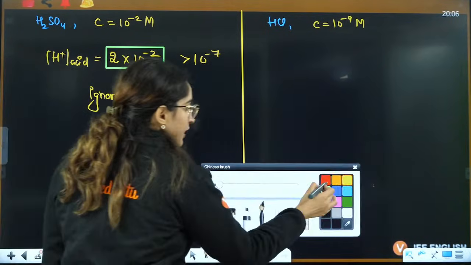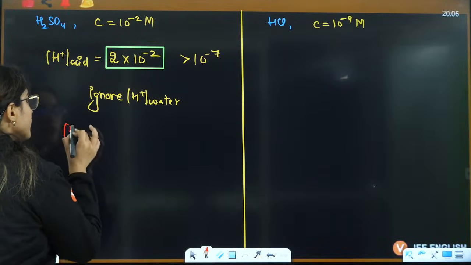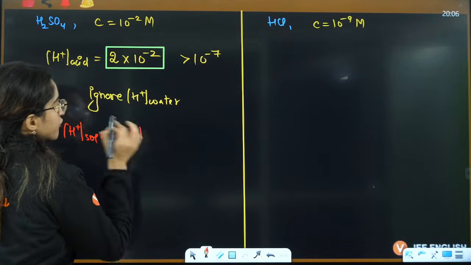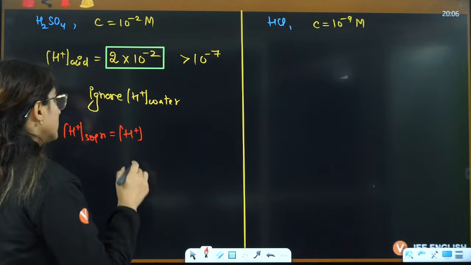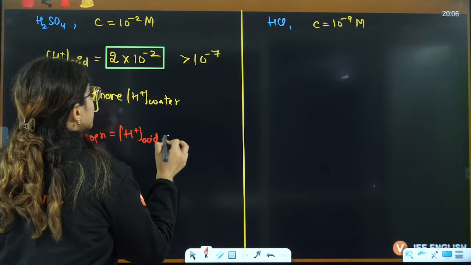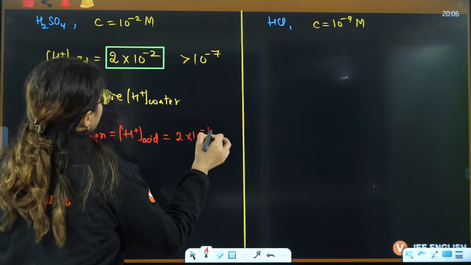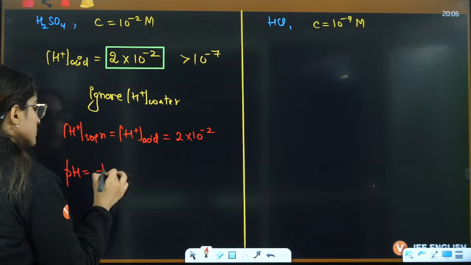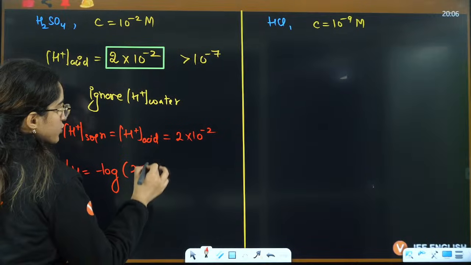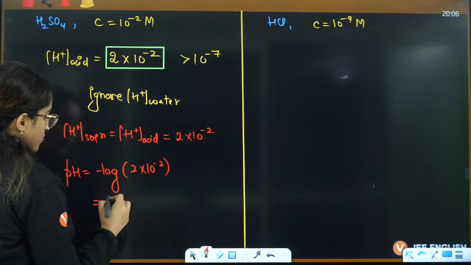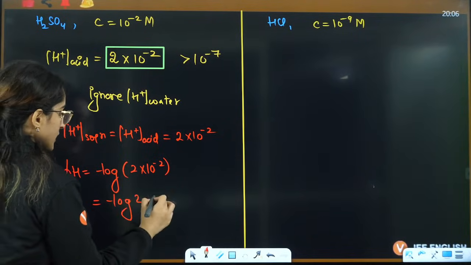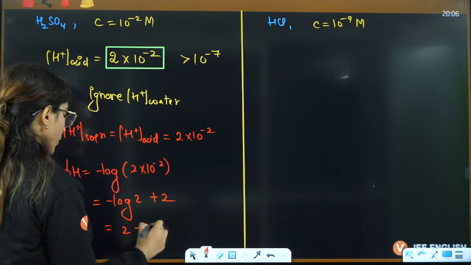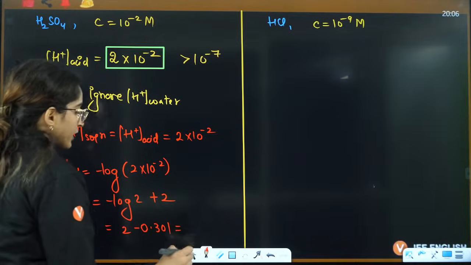So you can say that H positive of solution is equal to H positive from acid, that is 2 into 10 raised to power minus 2. So pH is equal to minus log of 2 into 10 raised to power minus 2. So minus log of 2, minus minus will become plus, so this is 2 minus 0.301. Solve it and you will get your answer.